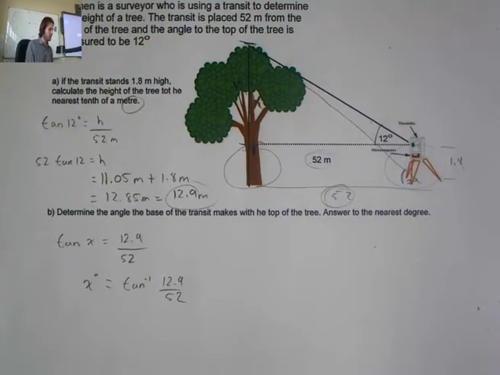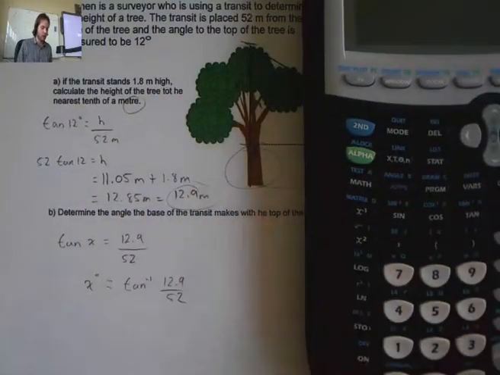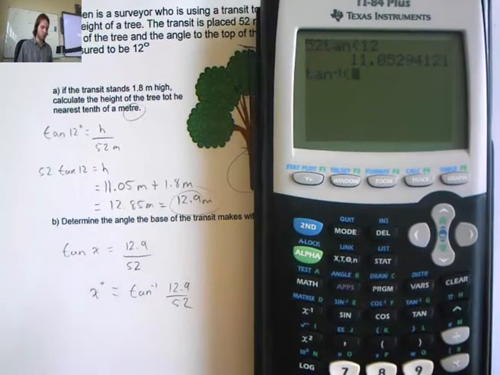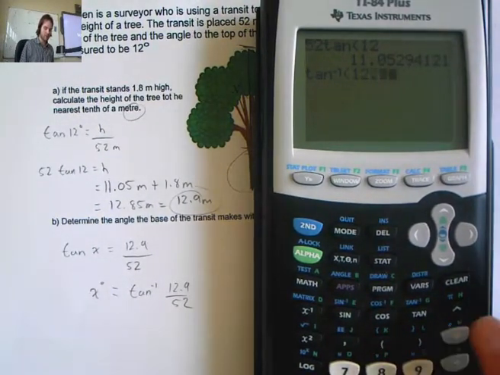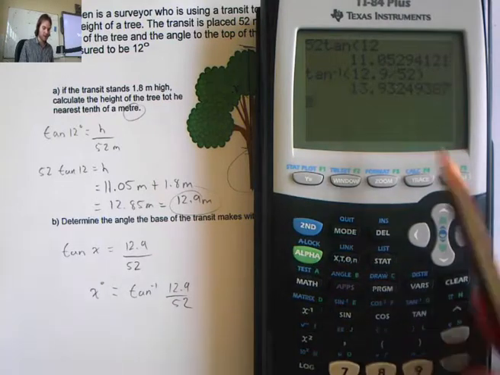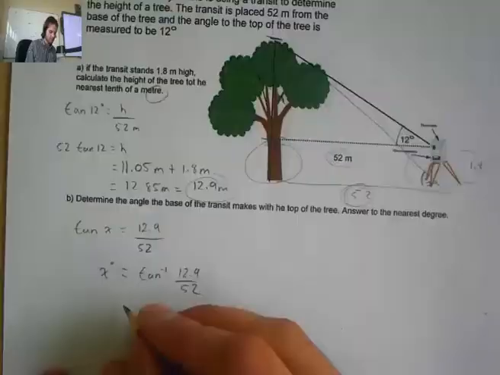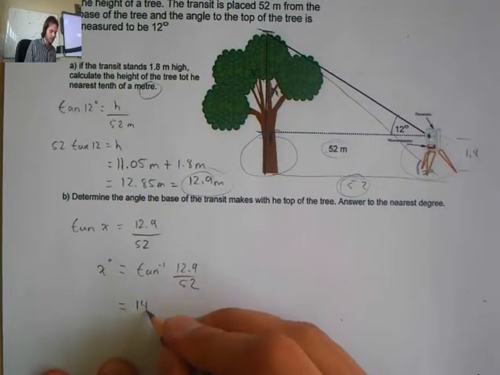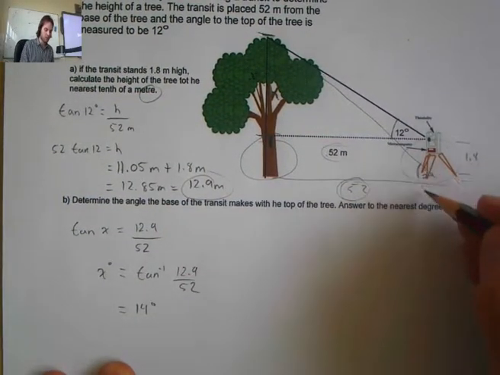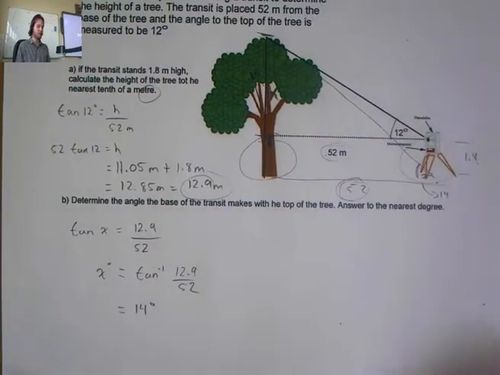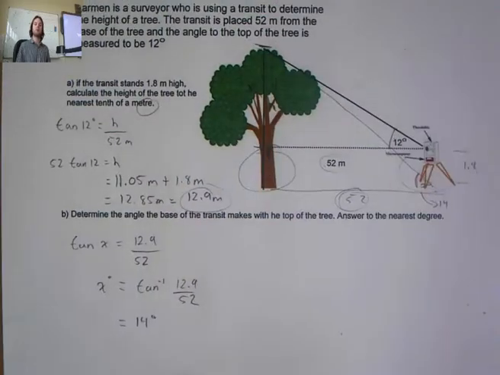Okay, so now let's plug that into my calculator. So I'm going to have second tan, right? And I'm going to go 12.9 divided by 52. And I end up getting 14 degrees, because it wants the nearest degree. So this angle here is 14 degrees, which makes sense. It should be slightly bigger than that one, okay? Because we increased my y, or in this case, my opposite.